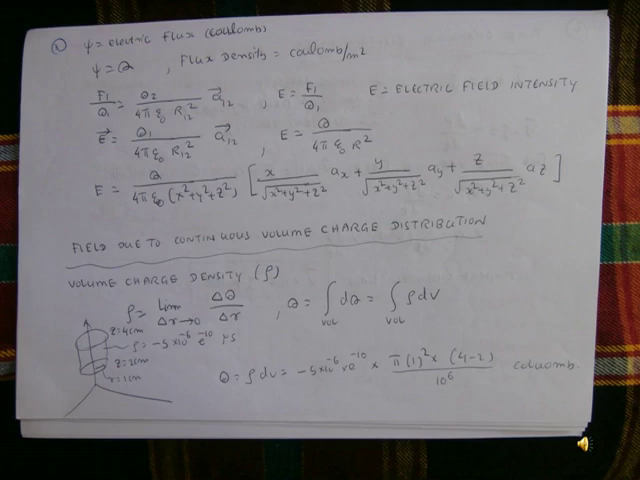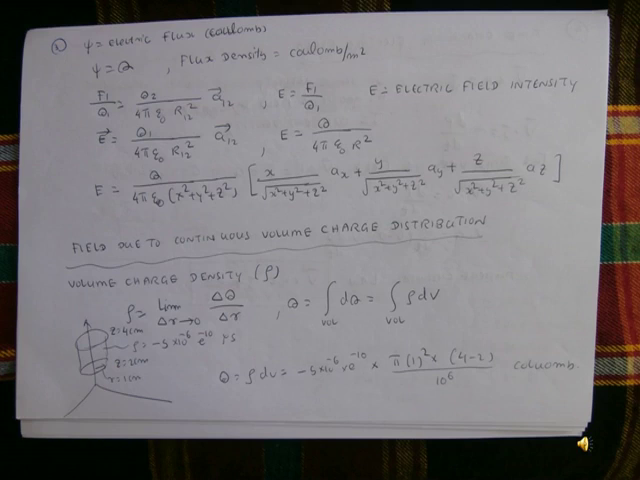Therefore, for three dimensions we can write the general formula for the electric field intensity: E equals Q divided by 4 pi E0 times A square plus Y square plus Z square, multiplied with, in the bracket, X divided by square root of A square plus Y square plus Z square, plus Y divided by the same square root, plus Z divided by the same square root. So this is the vector form of the electric field intensity.